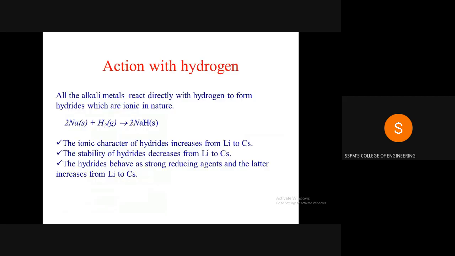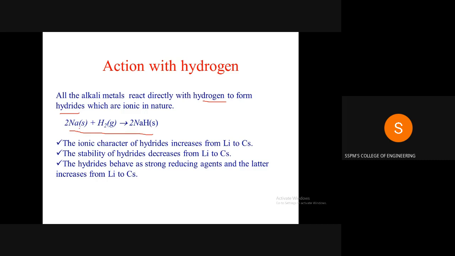Next is the reaction with hydrogen. Sodium reacts with hydrogen molecules to form sodium hydride, and sodium acts as a powerful reducing agent. So these are reducing agents. All the alkali metals react directly with hydrogen to form hydrides. So it is one specific example. One example is given. The remaining reactions are similar to this sodium reaction.